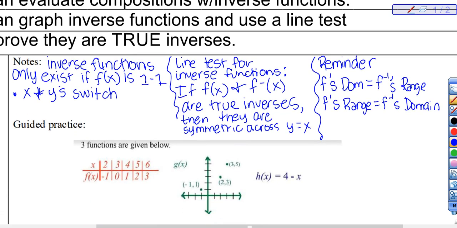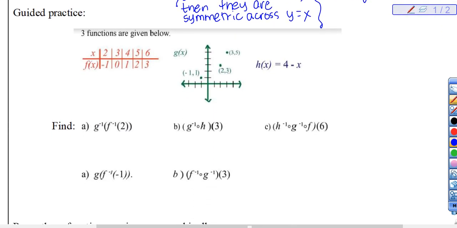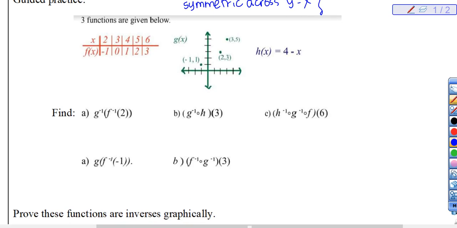Okay, so here we go, down to the guided practice. Last week, or maybe Monday, I don't remember, maybe Monday, we learned how to evaluate compositions of functions using tables and graphs, etc. So we're going to be doing the same thing again today, but we're going to be evaluating these compositions that include inverse functions. So this is evaluating compositions again, or composite functions.